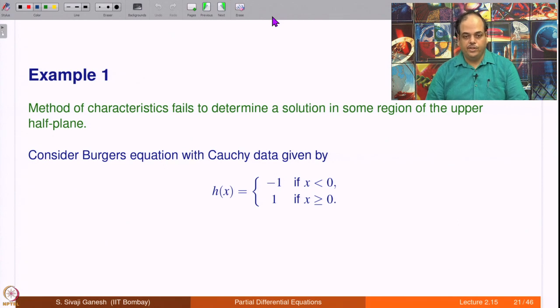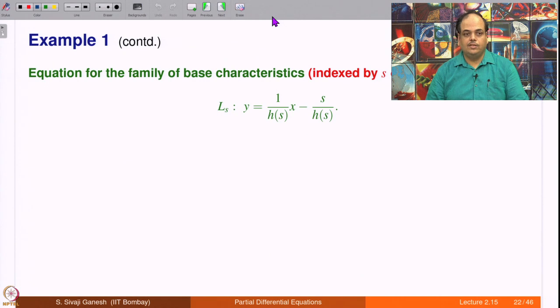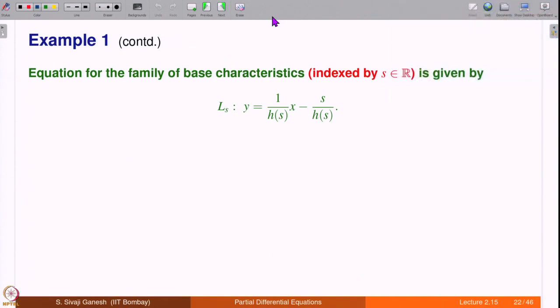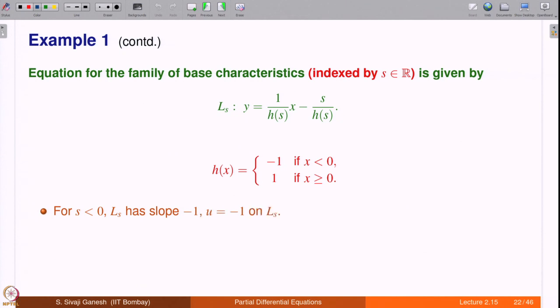So, consider Burger's equation with the Cauchy data minus 1 for negative x and 1 from x equal to 0 onwards. As we already observed, the family of base characteristics are lines with slope 1 by h(s). So, for s less than 0, the line has slope minus 1 and u is minus 1 on that, because the data carried forward is minus 1. For s greater than or equal to 0, the slope is 1 because h(s) is 1, and the information it carries is 1. So, the solution will be 1.